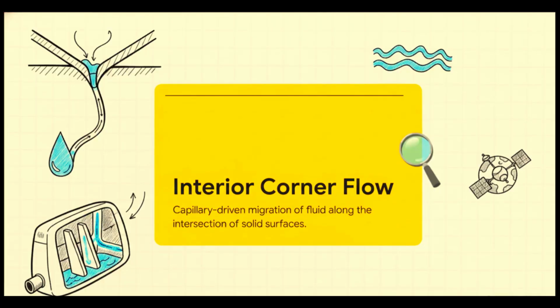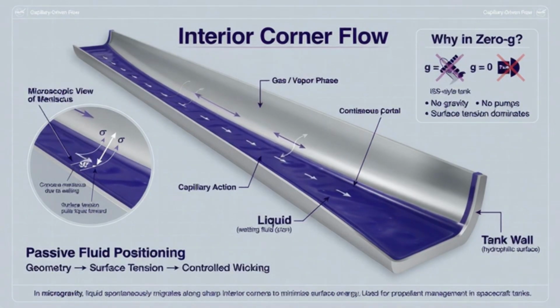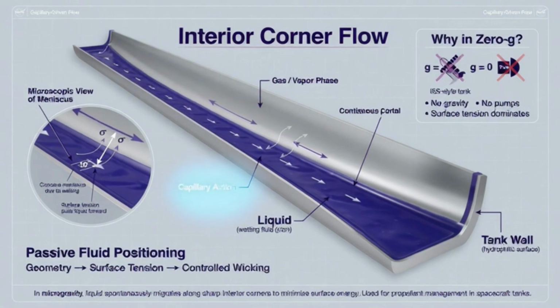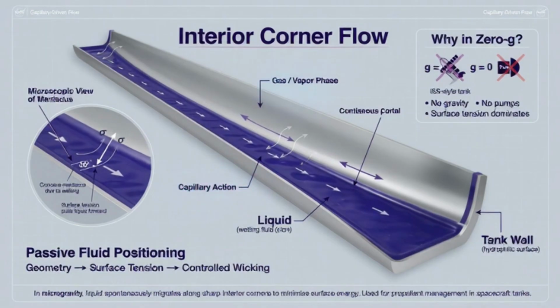Since we obviously can't rely on gravity to move our fuels and coolants around, and we really want to avoid relying solely on heavy, fail-prone mechanical pumps, we leverage something called interior corner flow. This is the capillary-driven migration of a fluid right along the intersection of two solid surfaces. Just think about it. If surface tension is the main boss in space, we can actually trick the fluid into wicking itself exactly where we need it to go, purely based on the shape of the tank itself.